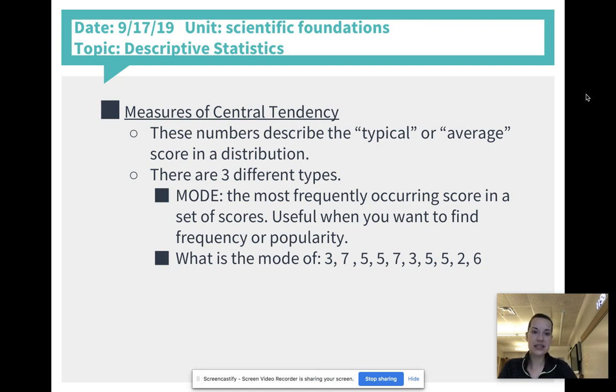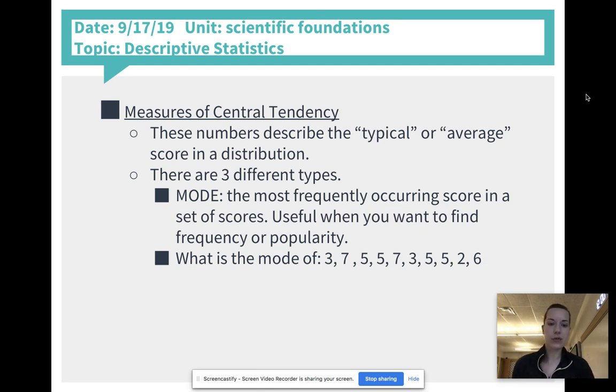Descriptive statistics is basically using something called measures of central tendency, and these are just ways to describe average scores or typical scores. And you probably learned this way back when in elementary school, middle school maybe. And these are the three different types of averages. So we're going to do some work practicing them in our notes, and then we're going to do some work practicing them with other data sets, basically.